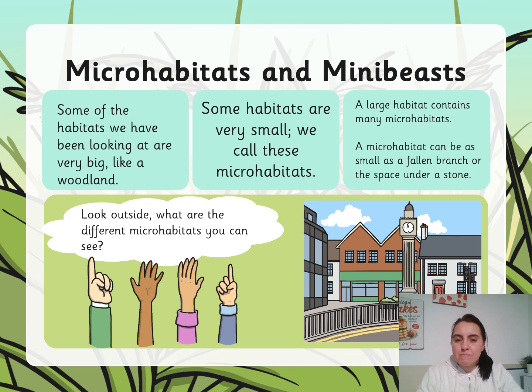Now, these habitats might exist inside a larger habitat. So, for example, in a large habitat like a woodland, you might have a little smaller habitat inside there, and that is called a microhabitat. So in a woodland, you might have a pile of logs, for example, and inside that pile of logs, there will be a microhabitat, okay? So a microhabitat is just something that exists inside a larger habitat, okay?